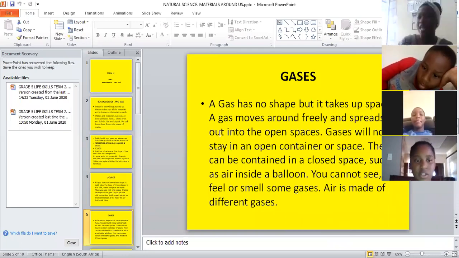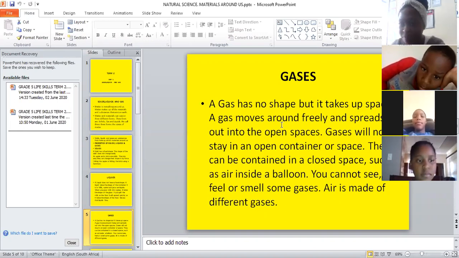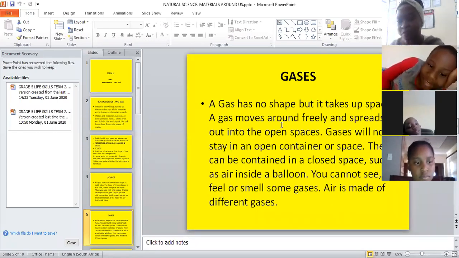So a gas has no shape, but it takes up space. Okay, Butlali, why are you raising up your hand? Ma'am, can I ask one question? No, don't worry, the questions will come.